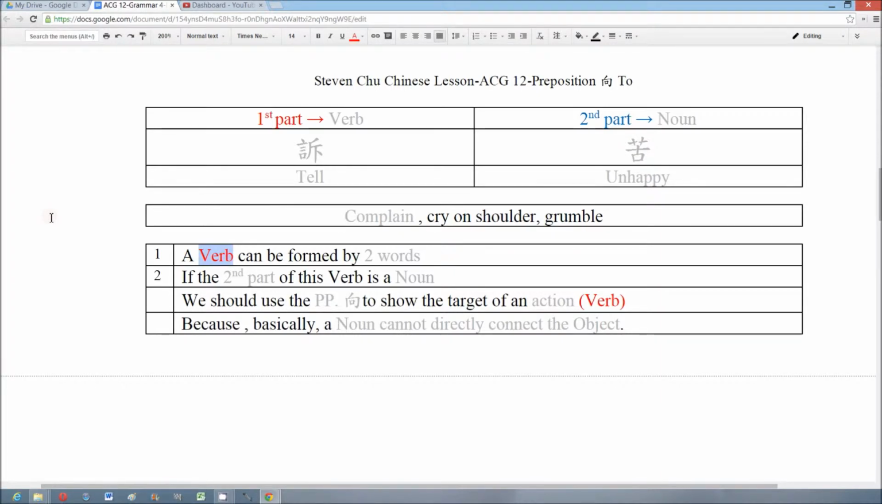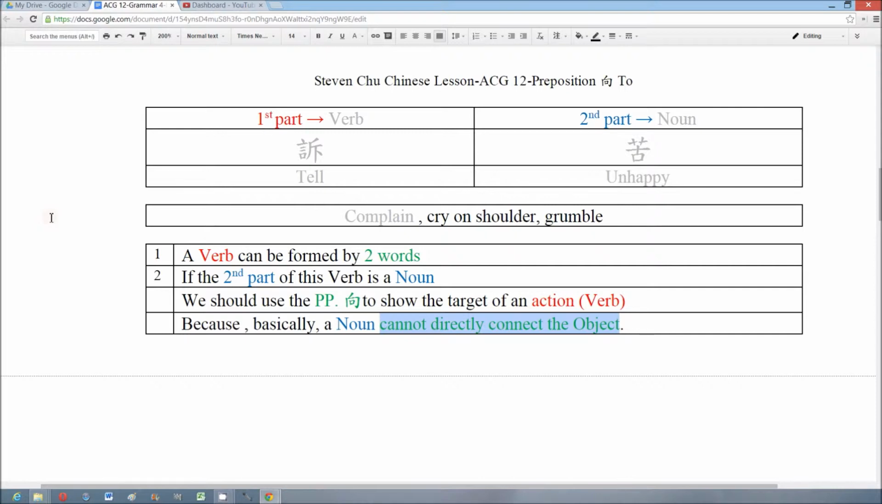A verb can be formed by using two words. If the second part of this verb is a noun, we should use the preposition to show the target of an action. Because basically a noun cannot connect with the object or another noun directly.